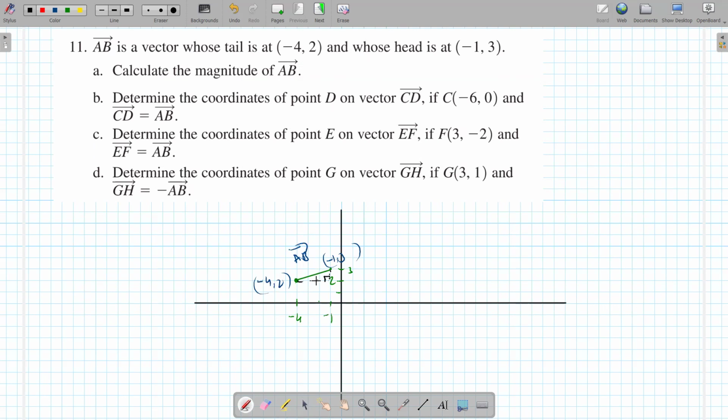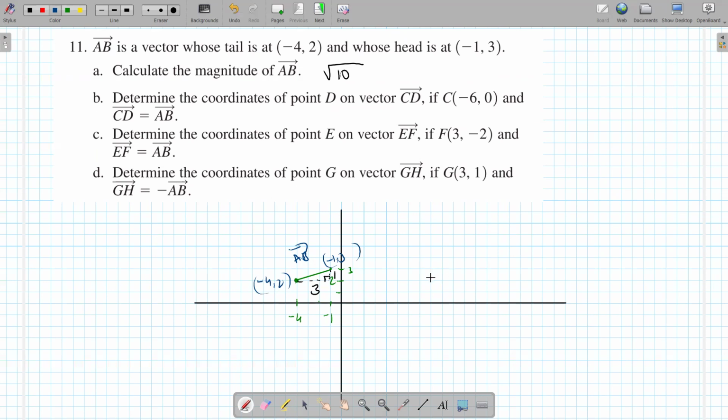So think of it this way. How many units run? We're going from -4 to -1, 3 units. The rise is 1 unit, right? From 2 to 3. So what's the hypotenuse? Square root of 10. Done. B, determine the coordinates of point D on the vector CD if C is -6, 0.